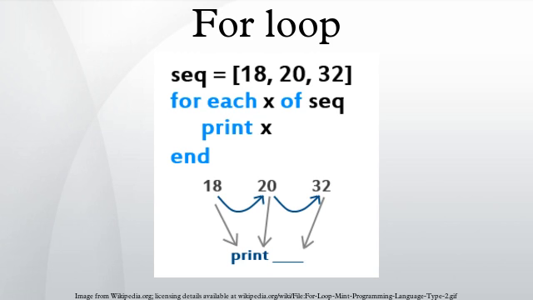Equivalence with while loops. A for loop can be converted into an equivalent while loop by incrementing a counter variable directly. The following pseudocode illustrates this technique. Factorial equals 1, for counter from 1 to 5, factorial equals factorial times counter. Is easily translated into the following while loop. Factorial equals 1, counter equals 1, while counter less than or equal to 5, factorial equals factorial times counter, counter equals counter plus 1.